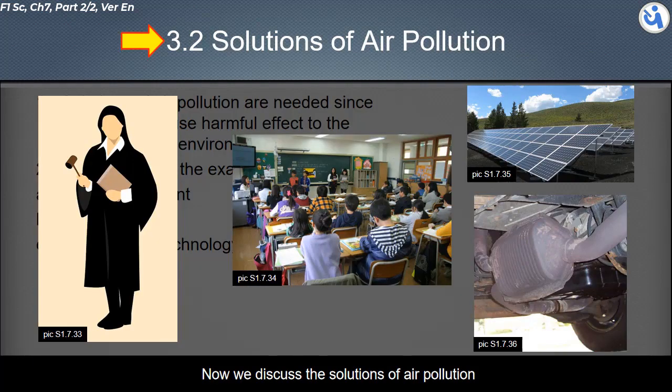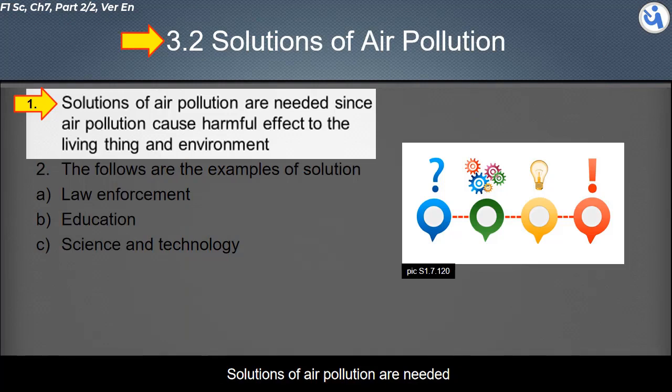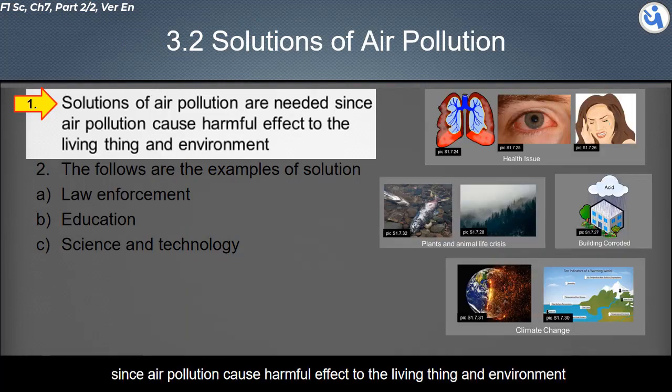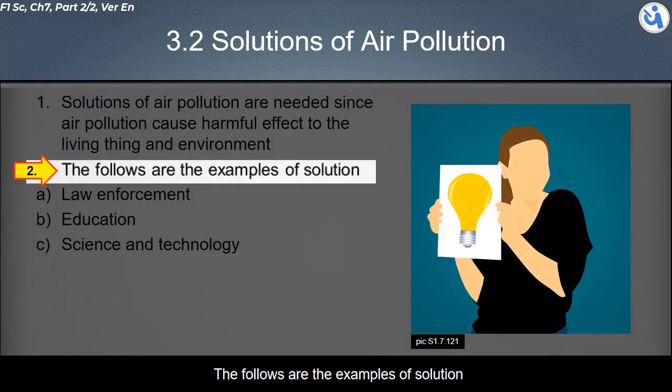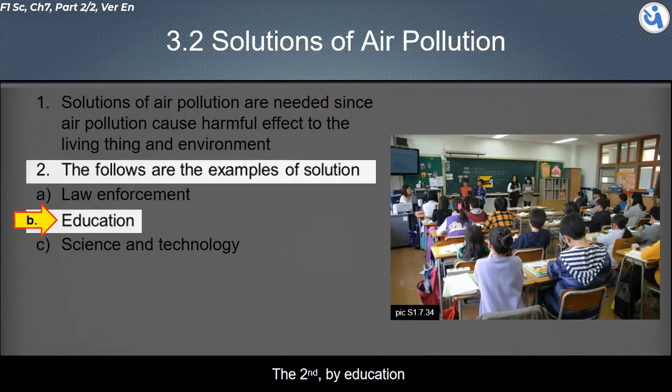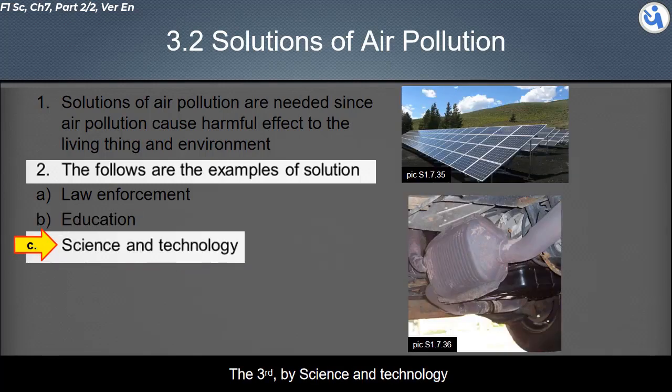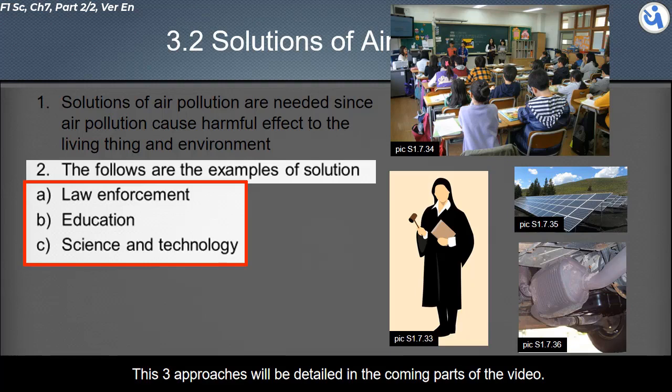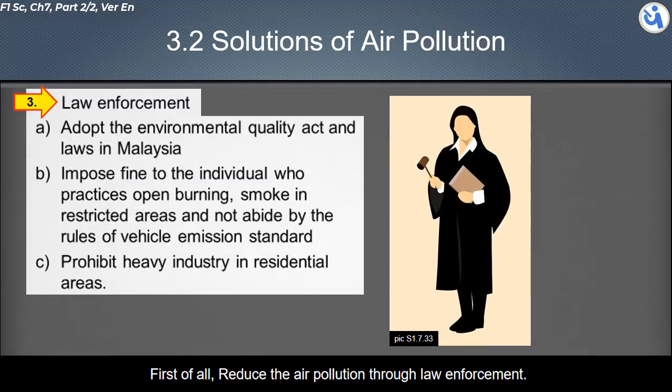Now, we discuss the solutions of air pollution. Solutions of air pollution are needed, since air pollution causes harmful effects to living things and the environment. The following are the examples of solutions. The first is by law enforcement. The second is by education. The third is by science and technology. These three approaches will be detailed in the coming parts of the video.